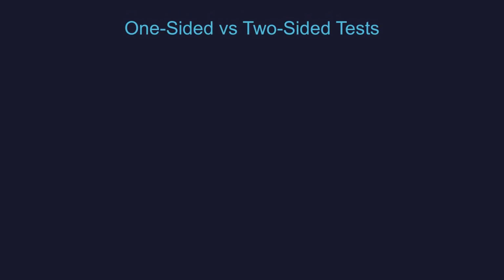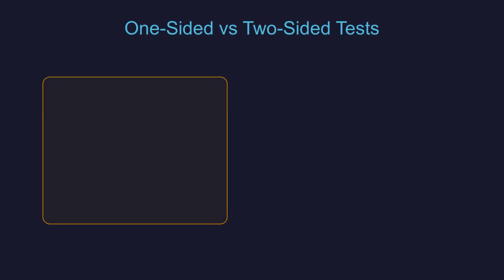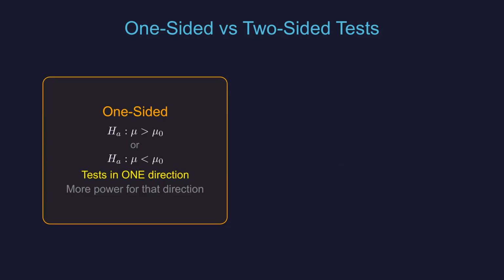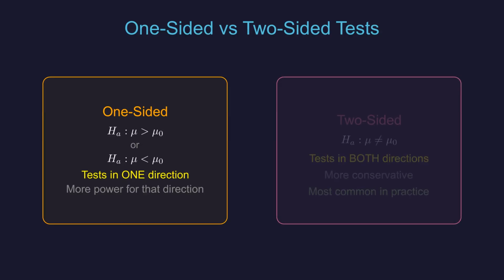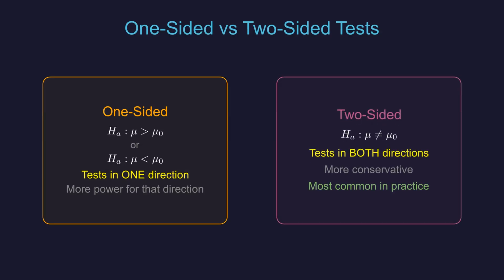Let's compare one-sided and two-sided tests. A one-sided test looks for an effect in only one direction. The alternative hypothesis uses greater than or less than. It has more statistical power for detecting effects in that specific direction. A two-sided test checks for effects in both directions using the not equal to sign. It's more conservative, but is the most commonly used approach in practice because we often don't know the direction of the effect beforehand.